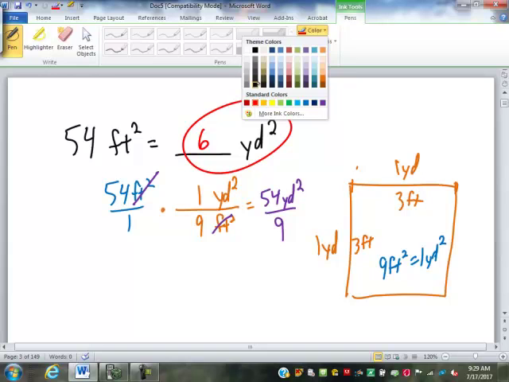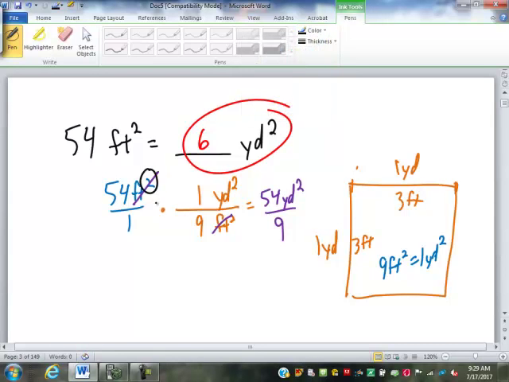You'll notice the squared on the feet and the yards had no effect on the numbers. What it did change was the conversion factor because it changes the units. The units are not feet and yards anymore. They're square feet and square yards.